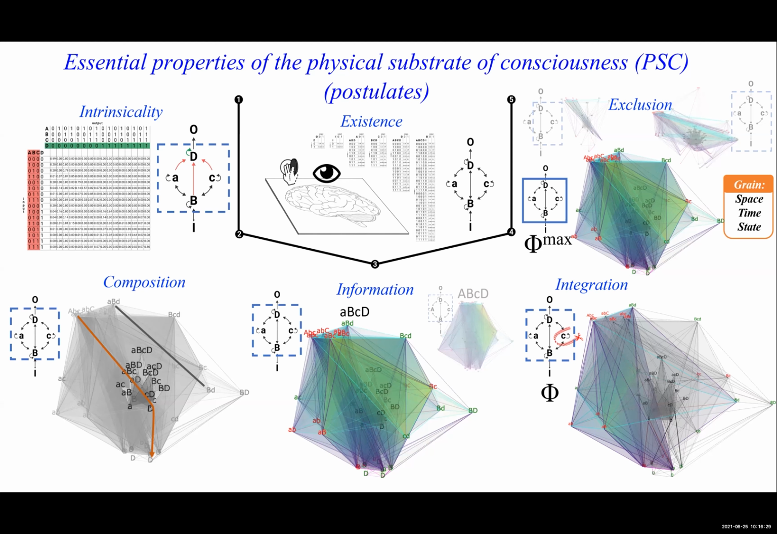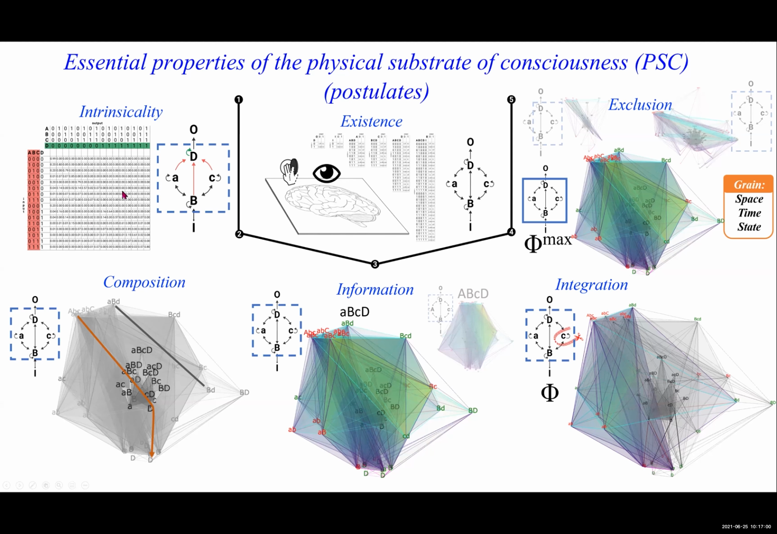But basically, if existence in physical terms means cause-effect power, taking and making a difference, intrinsicality means that a substrate, a bunch of units you can observe and manipulate, must be able, and I show this here on the left, to make a difference to itself. Okay, and this is the transition probability matrix of a little subset of four units, A, B, C, D. They must be able to make a difference, measured here in terms of the probabilities of entering one state from a different state for all possible initial states.